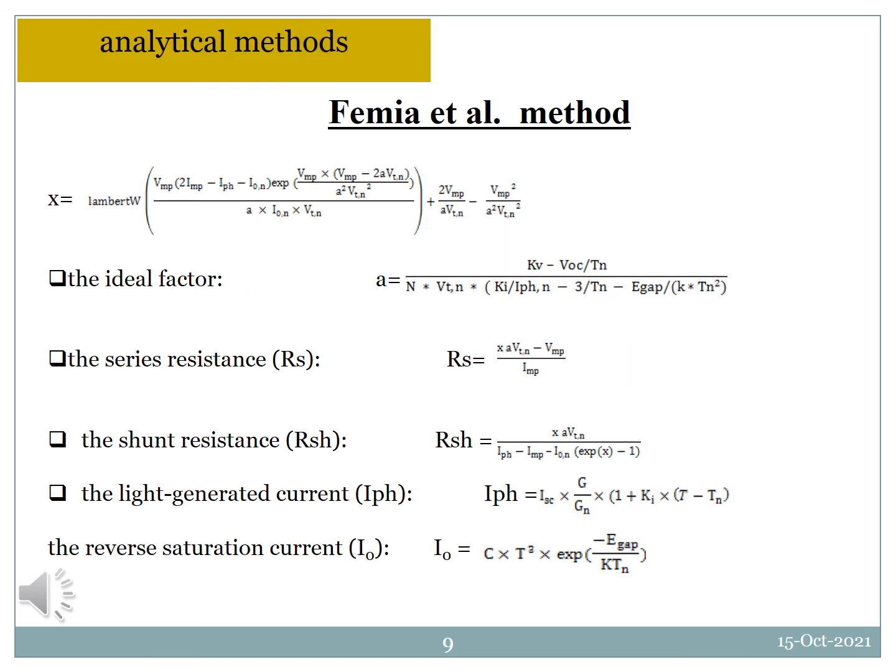Now we move to analytical methods. We will begin with the method of Femia et al. The authors suggested using a new variable x and the Lambert function as shown below. Then the authors used a straightforward method to determine the PV model parameters. It is based on the use of the main equation at the open circuit point, the short circuit point, and the maximum power point.